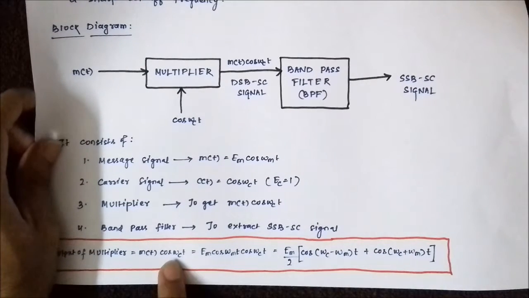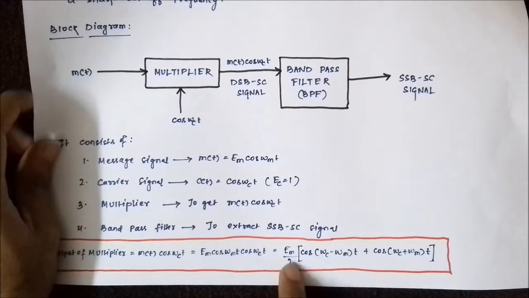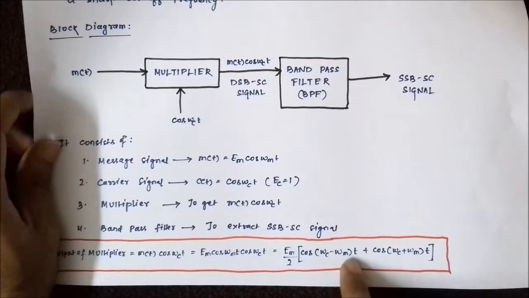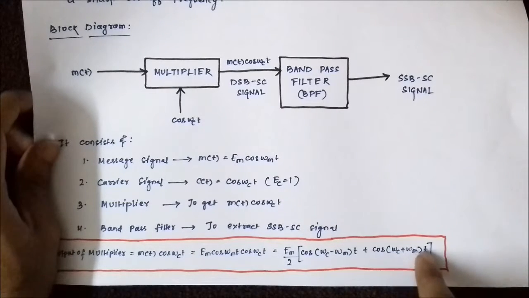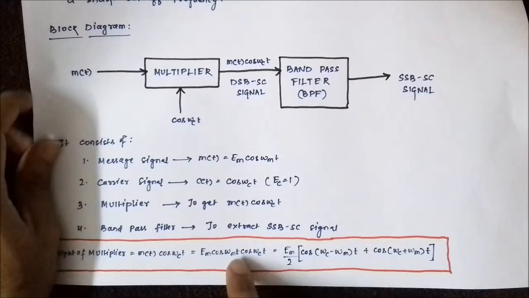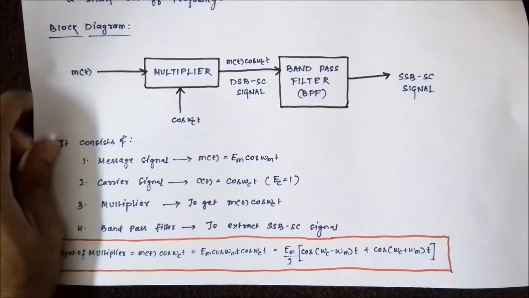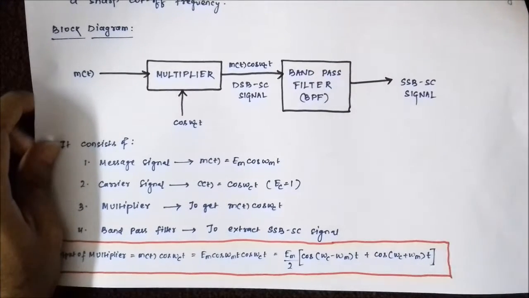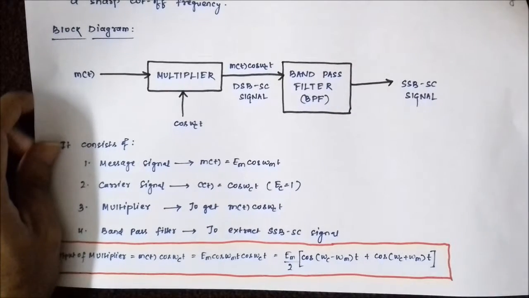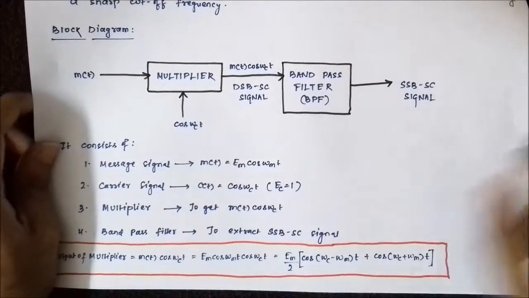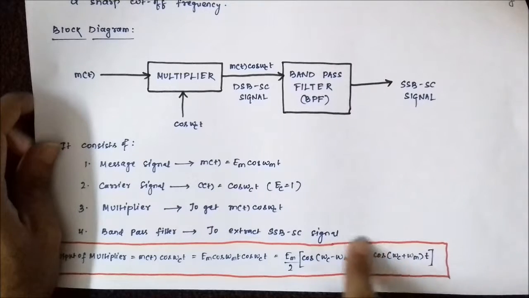Now the output of the multiplier is the product of the message signal and the carrier signal of unit amplitude. It is given by Em by 2 [cos (omega c minus omega m) t plus cos (omega c plus omega m) t]. We have just used a trigonometric identity, which is 2 cos A cos B equal to cos (A minus B) plus cos (A plus B). I have used this formula many times in my previous videos, so I have not written that here. So this is the double sideband suppressed carrier signal.